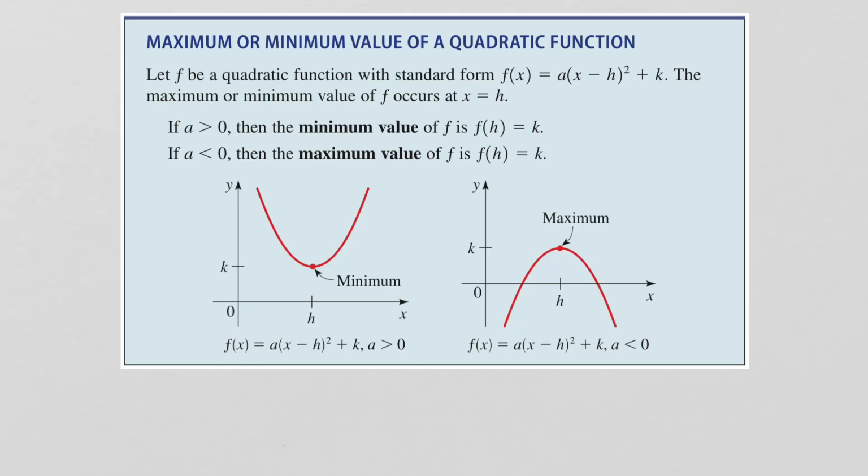So as you can see, for any quadratic function that you graph, you're going to get a parabola. The vertex of that parabola is always going to either be your minimum value or your maximum value. What determines this is whether the parabola opens up or opens down. If the parabola opens up, the vertex is going to be the minimum value. If the parabola opens down, the vertex is going to be the maximum value.